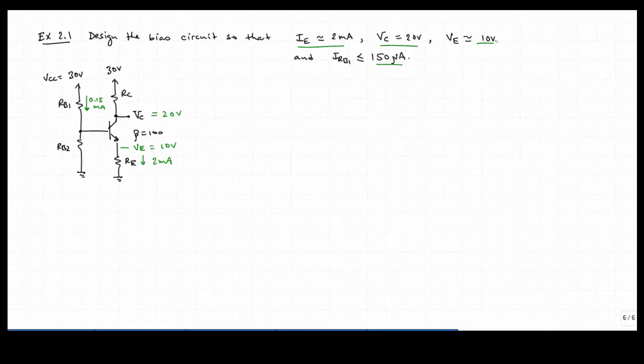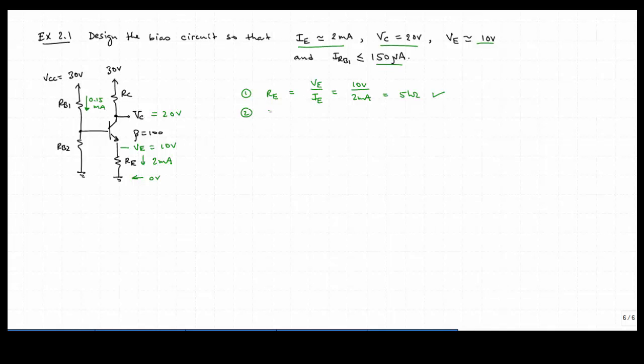Okay, so how do we approach this? Well, let's take the easy things first. We start off with 30 volts here, and we want 20 volts. Let's start even more easily. We start off with 0 volts here. We have 10 volts at VE. So we can write that RE is going to be equal to VE over IE, which will be 10 volts over 2 milliamps. So that's 5 kilo ohms.